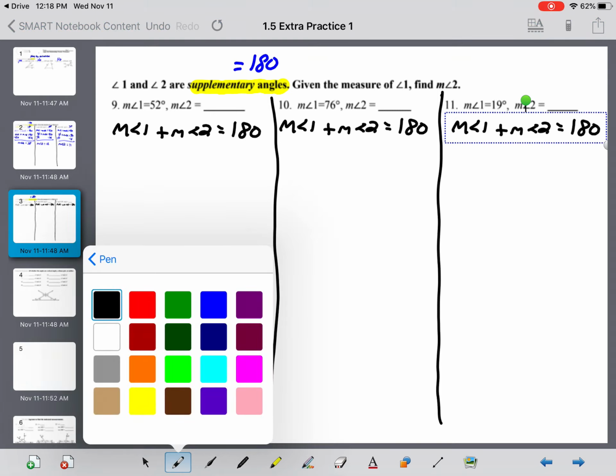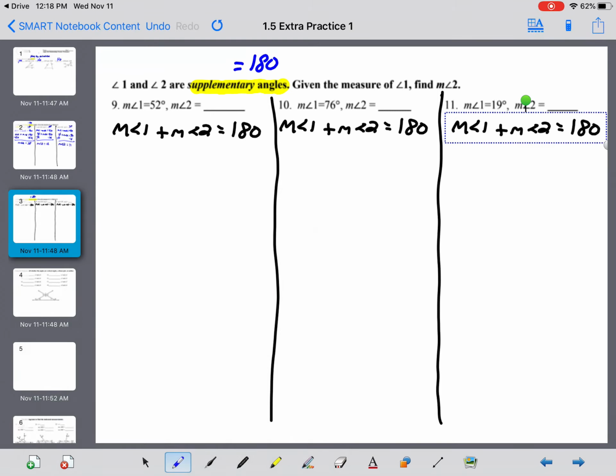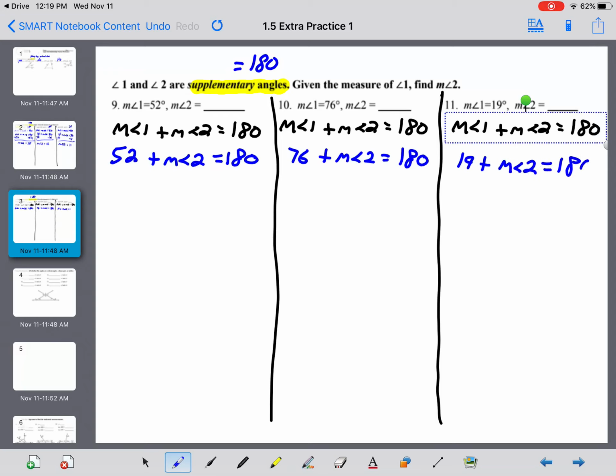Okay, now we're going to plug in the information that we know. The measure of angle 1 is 52, plus the measure of angle 2 needs to equal 180. In number 10, the measure of angle 1 equals 76, plus the measure of angle 2 equals 180. Question number 11, the measure of angle 1 is 19, plus the measure of angle 2 equals 180.